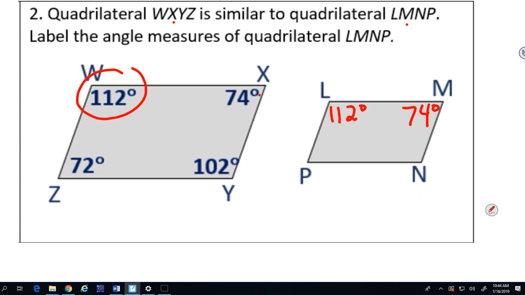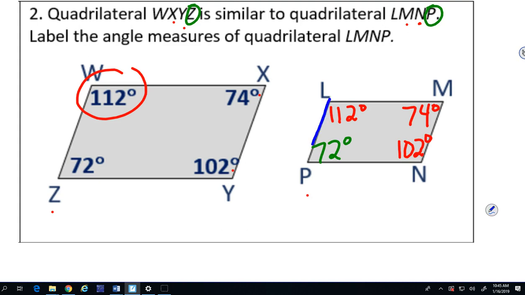All right? If I know that Y, I'm going to look over here. Y is 102. Y goes with N, so N is also 102 degrees. And then finally left with Z and P. They go together up here in the order. Z goes with P. So if Z is 72, so is P. Make sense? So what's true about similar figures is that their corresponding angles are always the same. They're always the same.